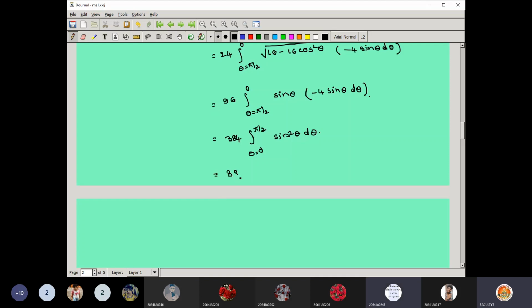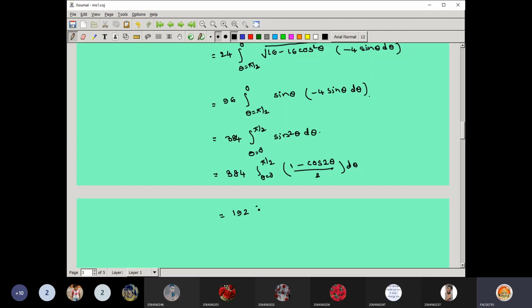It becomes 384, theta equal to 0 to pi by 2. So sin square theta, we don't have any direct integration. So it is 1 minus cos 2 theta divided by 2, you can write. This is of d theta. So it becomes 384 divided by that value, so that you are getting 192.